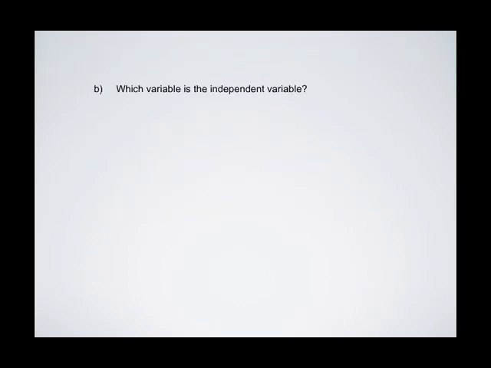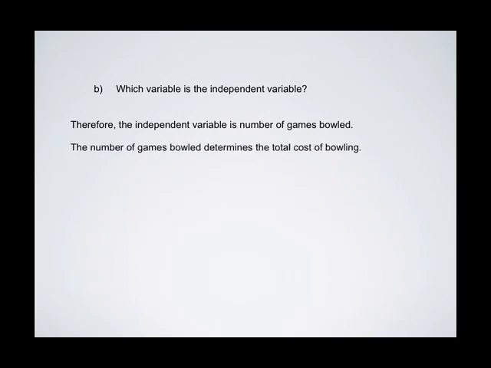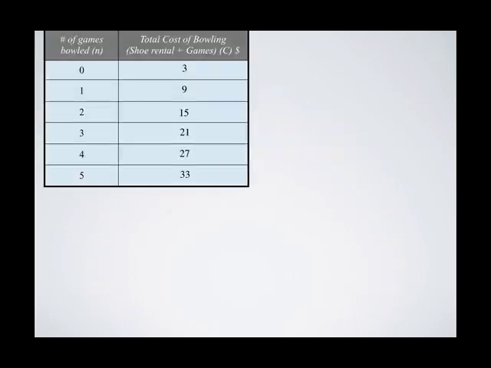Which variable was the independent variable? Well, the independent variable was the number of games bowled. That will go along the horizontal axis, because the number of games bowled determines the total cost of bowling. So here we have our table of values.